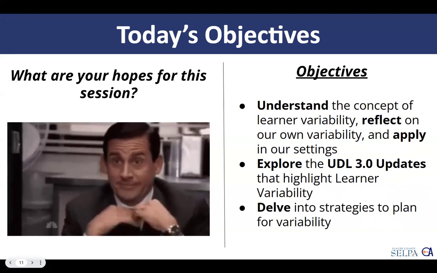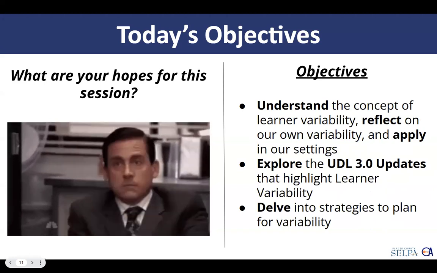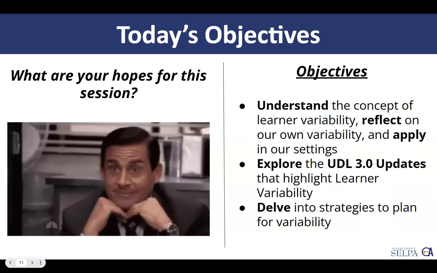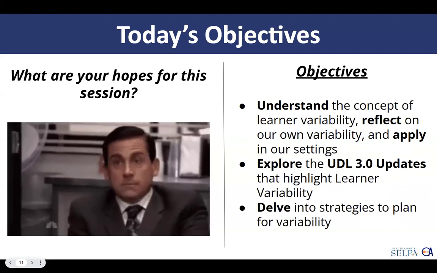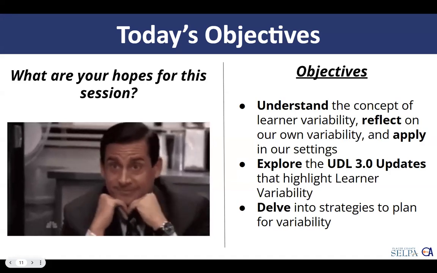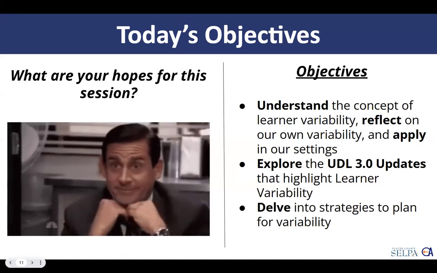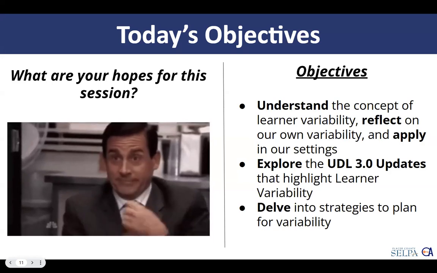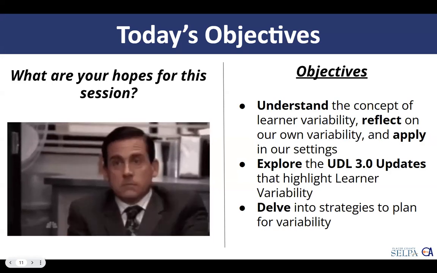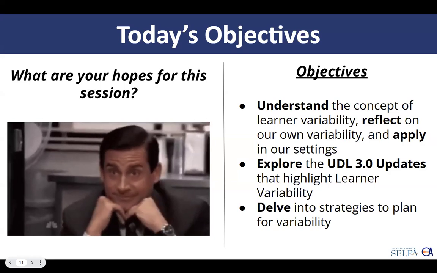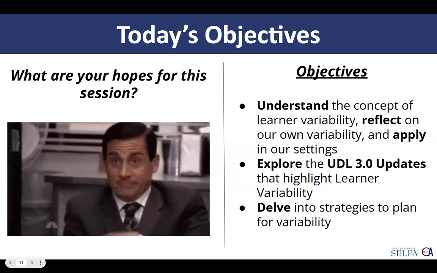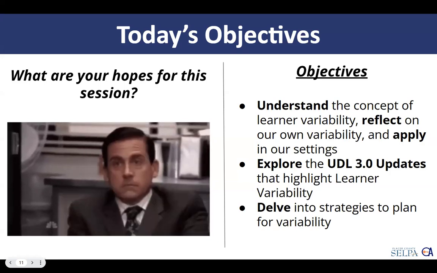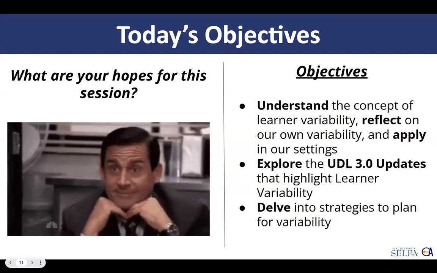And I'll also read off the objectives. The objectives that we have is to understand the concept of learner variability, reflecting on your own variability and applying in our settings, and then to explore the UDL 3.0 updates that highlight learner variability and delve into strategies to plan for variability. So that's what we have laid out for today. And if there's any other hopes in the session or something that resonates with you within those objectives, feel free to put it into the chat. And you can also do that as we move along through our time together today as well.